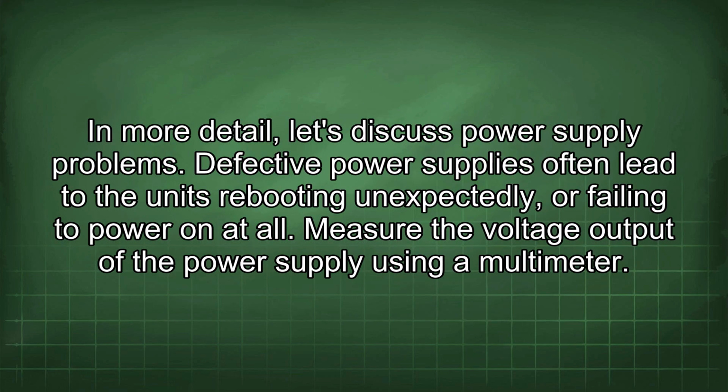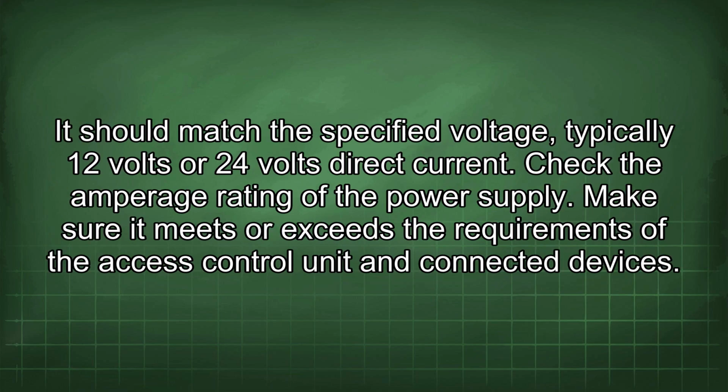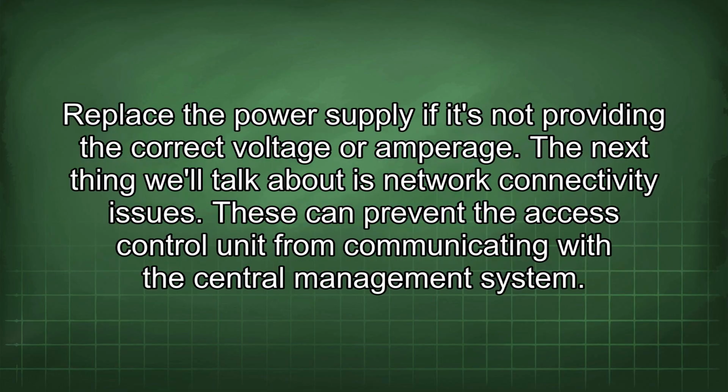In more detail, let's discuss power supply problems. Defective power supplies often lead to the units rebooting unexpectedly or failing to power on at all. Measure the voltage output of the power supply using a multimeter. It should match the specified voltage, typically 12 volts or 24 volts direct current. Check the amperage rating of the power supply. Make sure it meets or exceeds the requirements of the access control unit and connected devices. Replace the power supply if it's not providing the correct voltage or amperage.